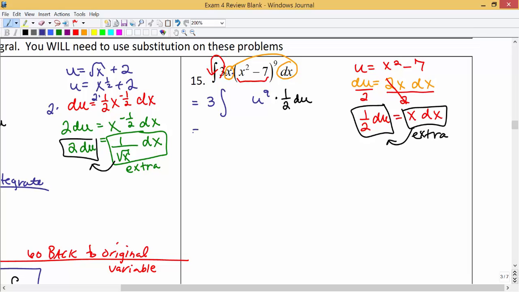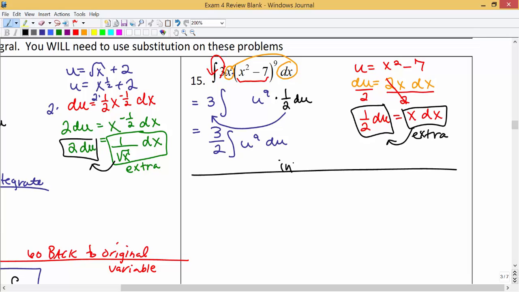Okay, so let's rewrite this a little bit before we integrate. So we have 3. We also have the 1/2. Let's go ahead and multiply that. Let's go ahead and bring that outside also the integration symbol to join the 3. So 1/2 times 3, that would be 3/2. And then we're going to integrate u to the 9th du. Alright, so when we integrate, of course, we're going to bring down our 3/2 times. We're going to add 1 to the power, so that would be 10, and then we're going to divide by the new power. And we're going to also include the constant of integration.